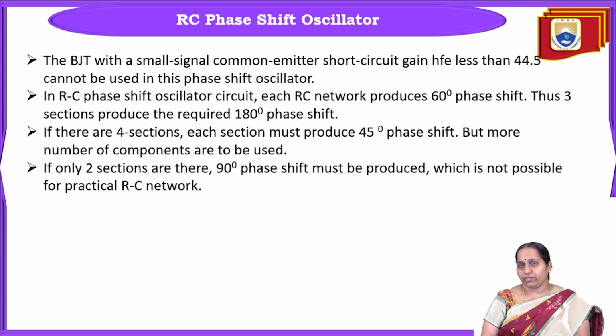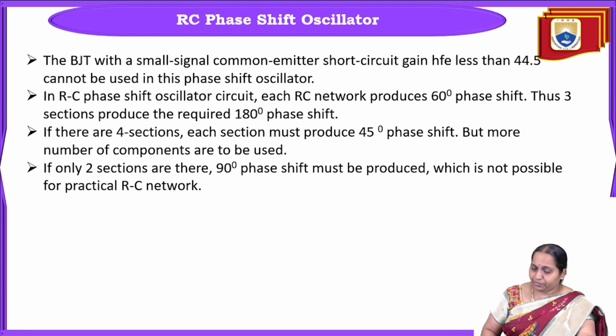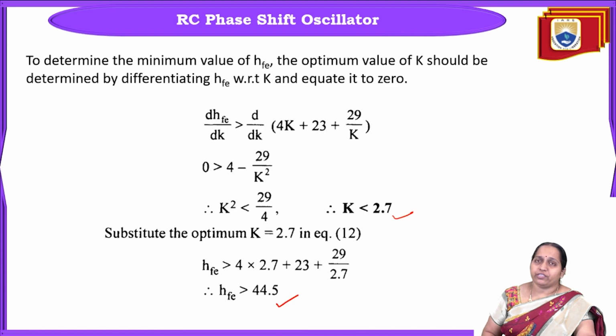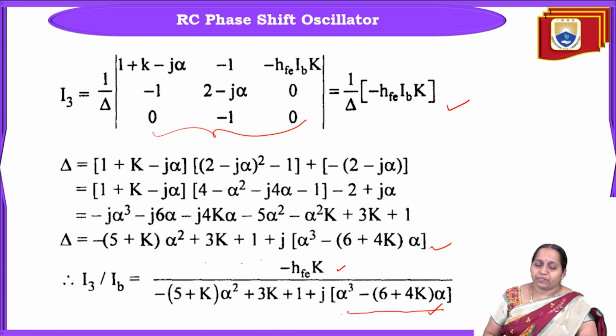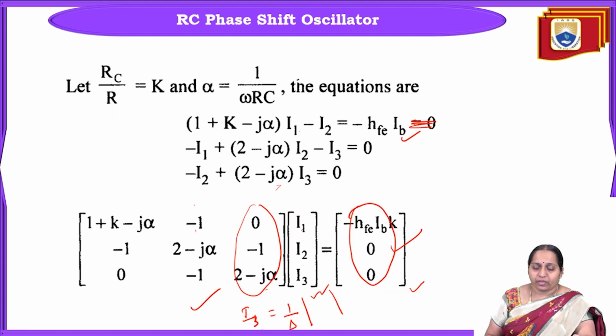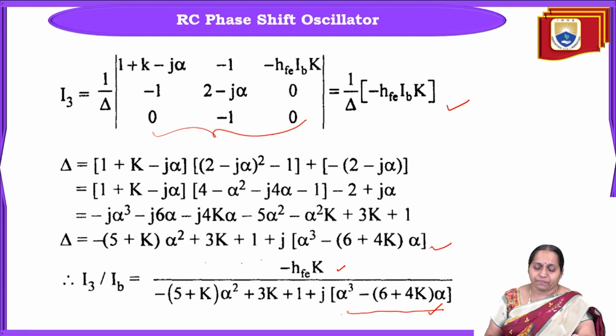So if we just quickly summarize the RC phase shift oscillator, from the basic circuit diagram, we'll assume that R1, R2, RE we'll ignore while calculating the frequency of oscillations. Then we draw the transistor by the approximate model, and choose R3 such that R3 equals R minus RA, then all the 3 RC circuits will become alike. Then we write the equation in the form of a matrix and find the solution for I3. After finding I3, we write the equation for I3 by IB. Meanwhile, while solving all this, we'll assume that RC by R equals K and alpha equals 1 by omega RC.